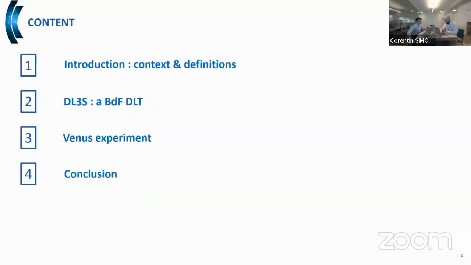We will start this presentation by introducing the key definitions and concepts about money and CBDCs, and we will give you some background on the Banque de France experiments. Then we will present the DL2S DLT that we used on many of our experiments, and after that we will give you feedback on the Venus experiment that was conducted in partnership with Banque Centrale du Luxembourg and Goldman Sachs in 2022. We will conclude with some highlights and lessons learned from Venus, but also from other experiments.